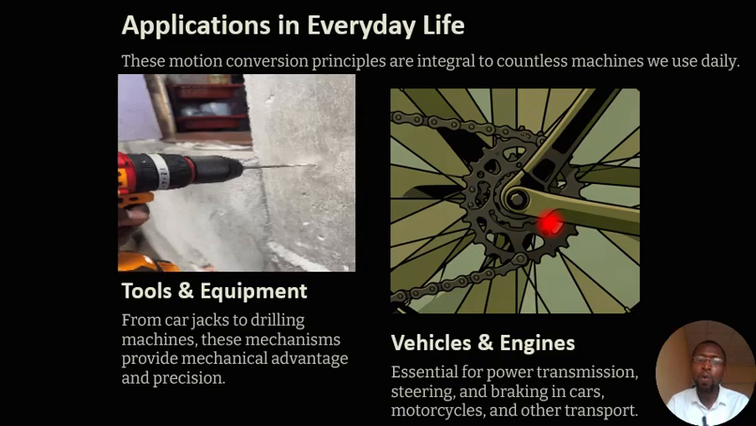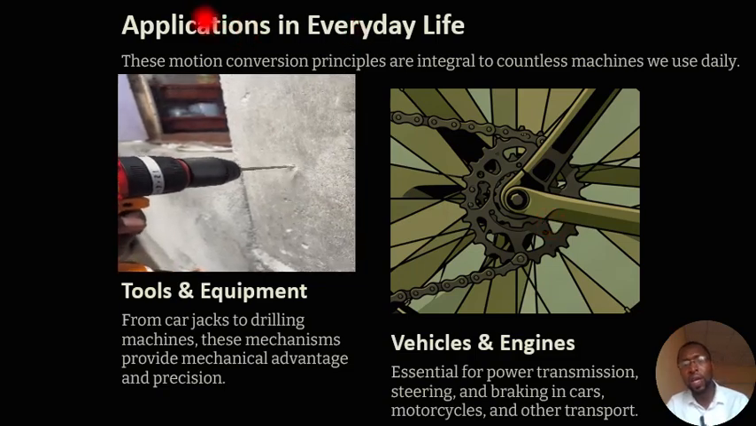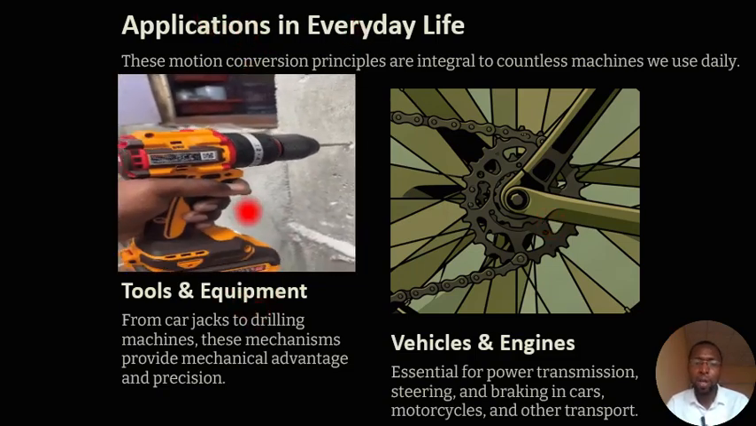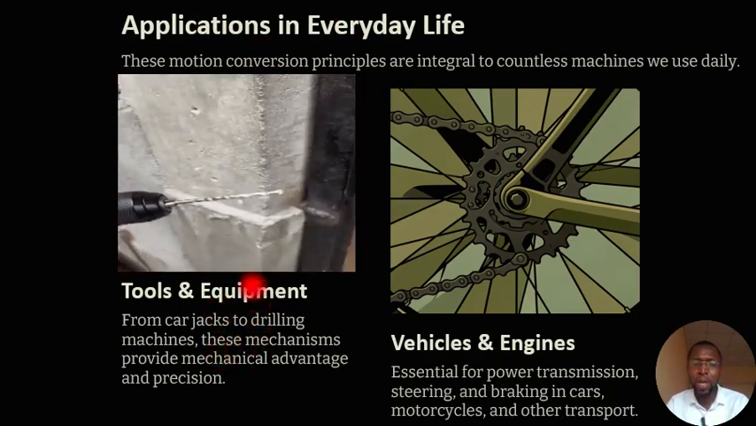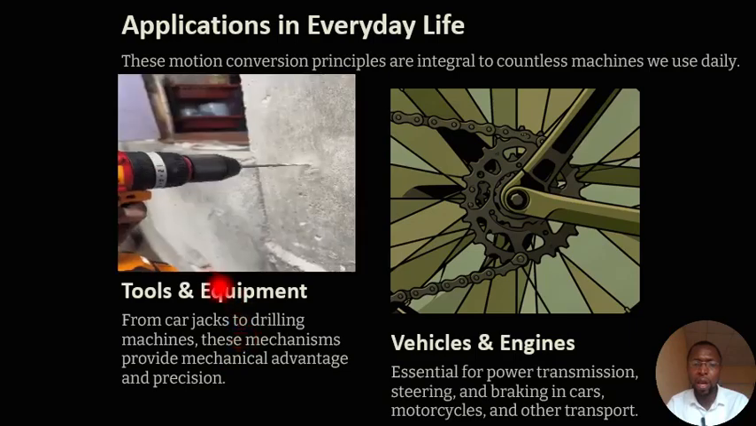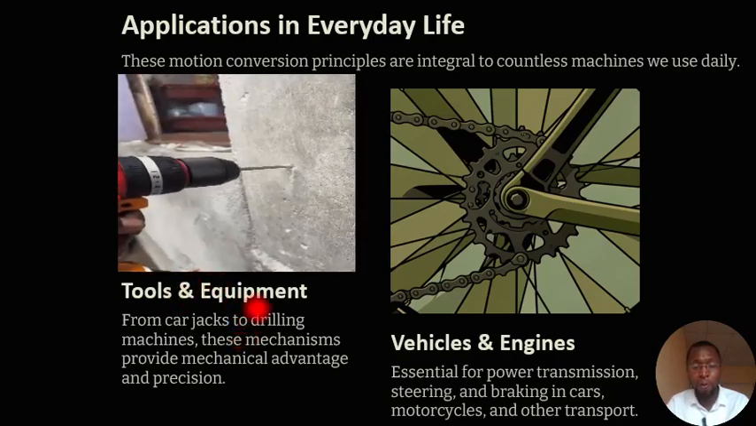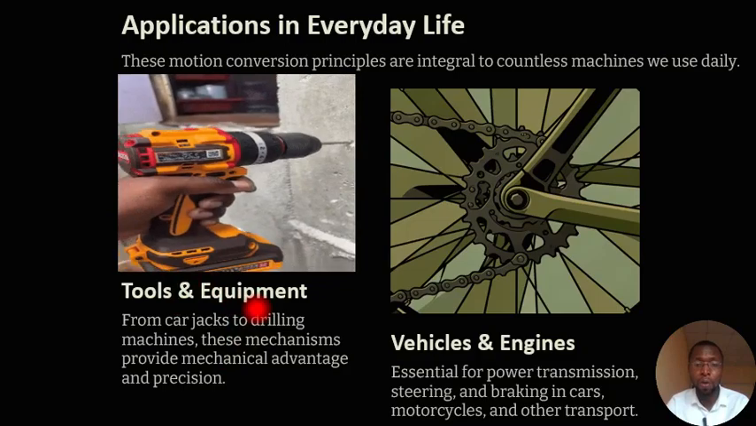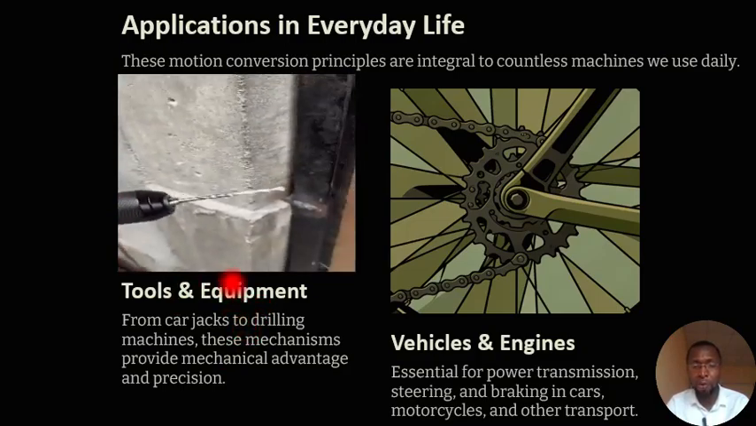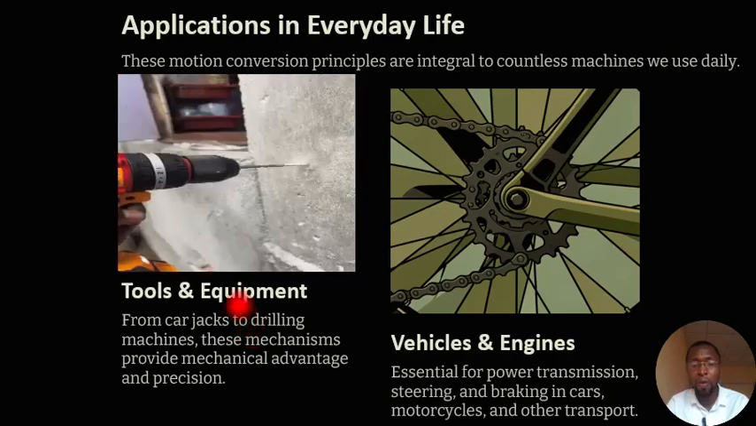So lastly, we're now looking at the application of these devices, or this motion rather. Number one area is in the application of tools and equipment. We have been talking about them. We just talked about one now, that is the screw jack for lifting vehicles and other heavy objects.